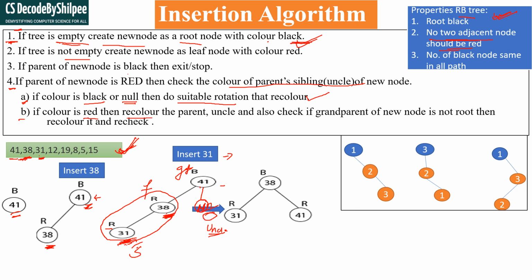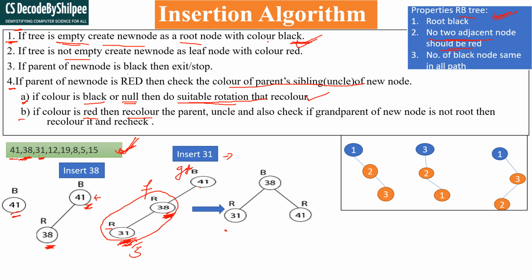Right? But here which situation is it? 31 you have inserted, the color will be red because newly inserted, and their parent is also red. Now you check the uncle color. What is the uncle color? Because here there is no uncle, it means null. Then in that situation what will you do? You have to perform rotation. You have to perform suitable rotation. And that suitable rotation is nothing but the AVL tree rotation.